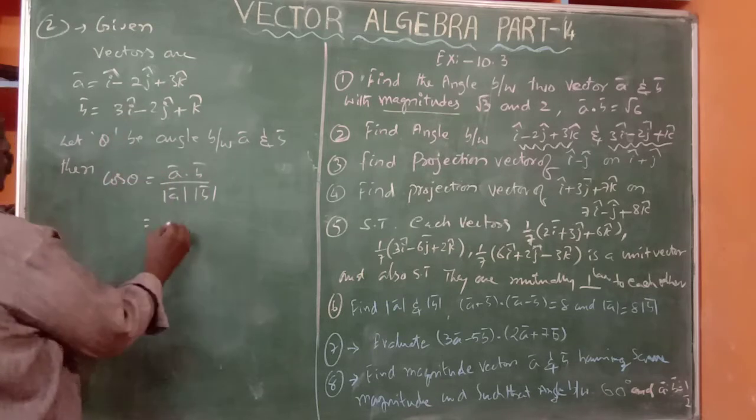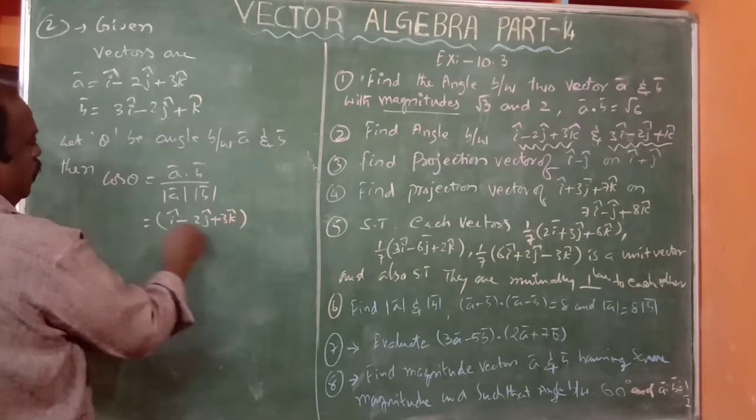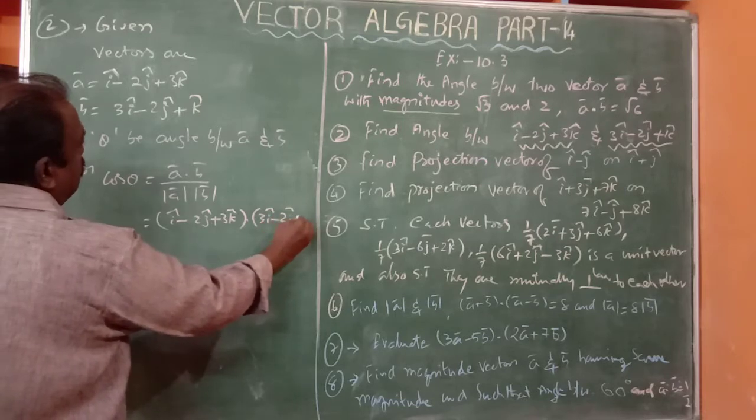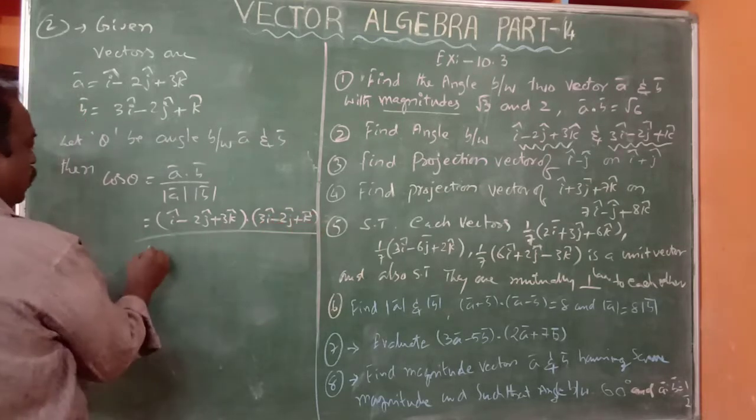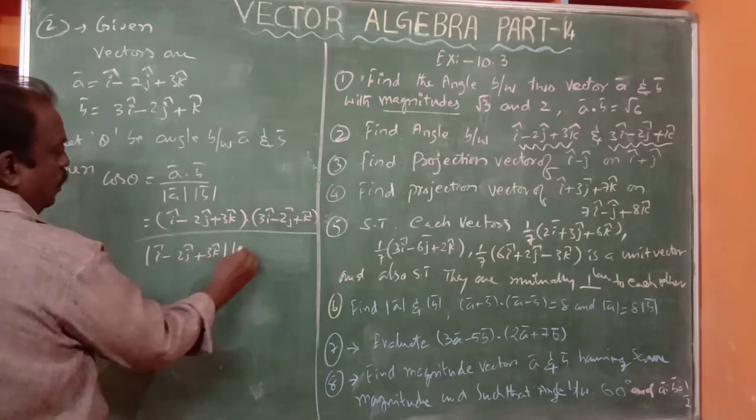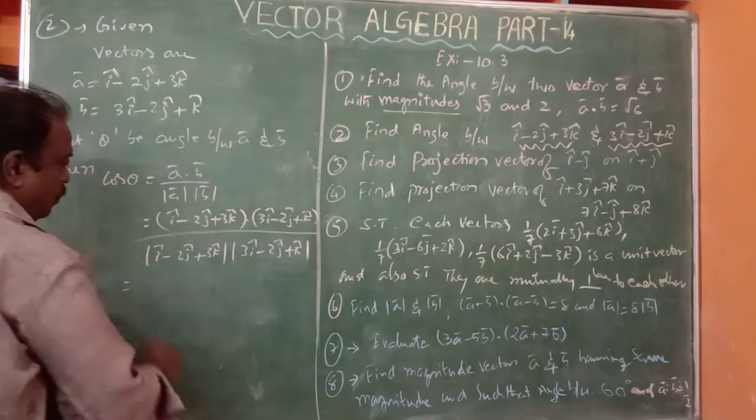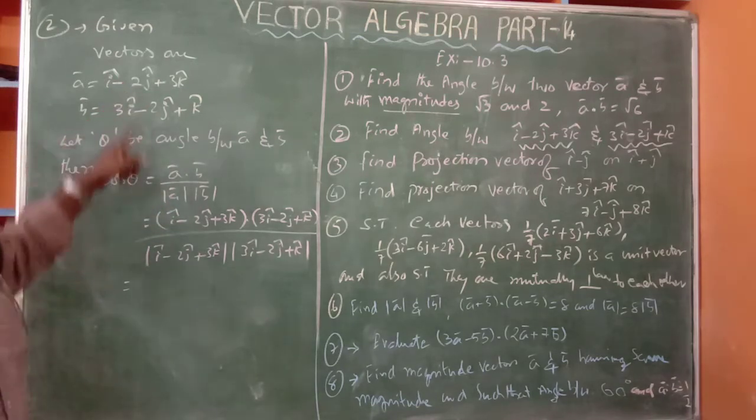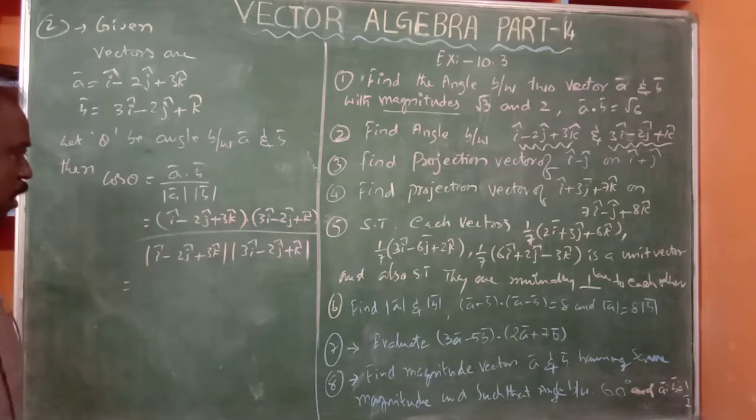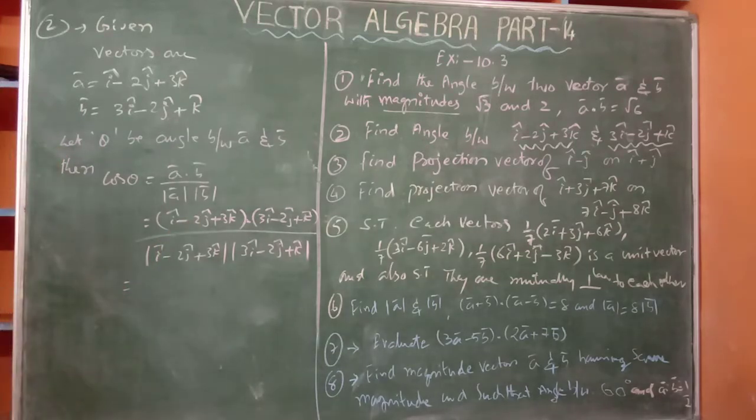A bar dot B bar is (i cap minus 2j cap plus 3k cap) dot (3i minus 2j plus k), divided by the modulus of (i minus 2j plus 3k) and the modulus of (3i minus 2j plus k). Mod A bar and mod B bar are given, written in brackets with the dot notation. We already discussed the dot product.